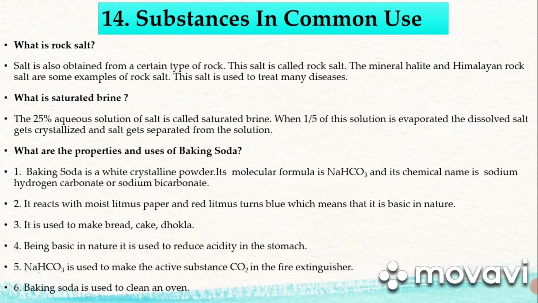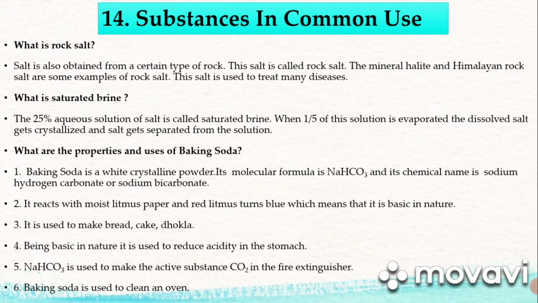What is rock salt? Salt is also obtained from a certain type of rock. This salt is called rock salt. The mineral halite and Himalayan rock salt are some examples of rock salt. This salt is used to treat many diseases. What is saturated brine? The 25% aqueous solution of salt is called saturated brine. When 1/5 of this solution is evaporated, the dissolved salt gets crystallized and salt gets separated from the solution.